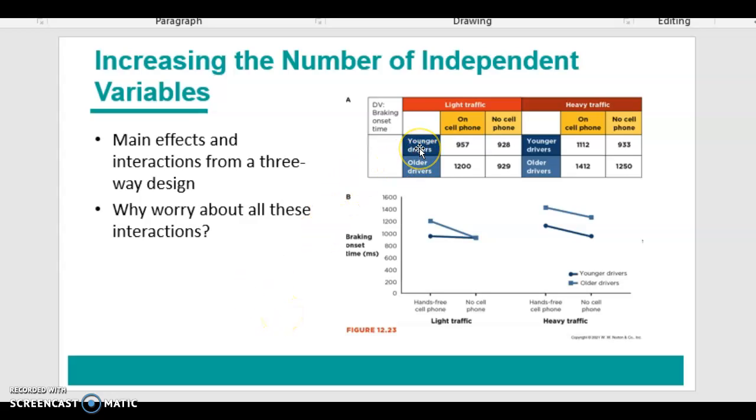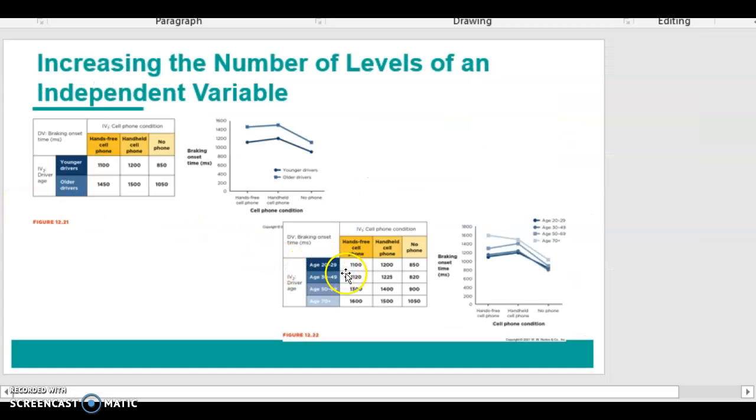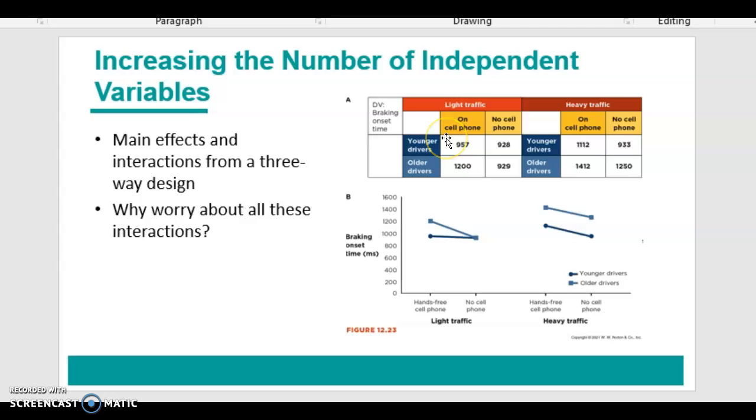So say we were still looking at our 4 age groups, like 20 through 29, 30 through 49, etc. Then we would have a 2 by 2 by 4, or you could say a 2 by 4 by 2. That is just letting us know that one of the independent variables had 4 conditions. This is also called a 3-way design because there are 3 independent variables. It means there will be 8 cells.